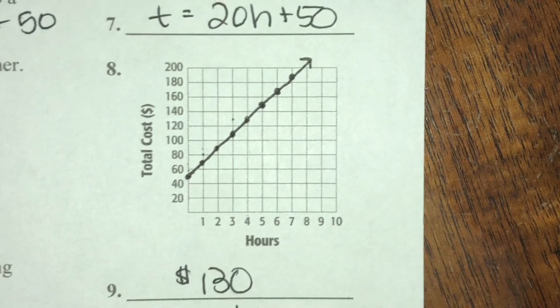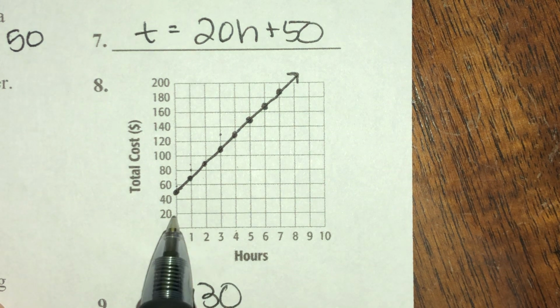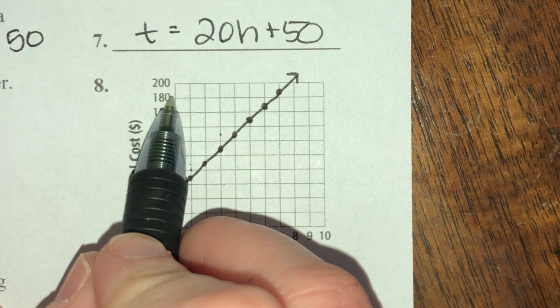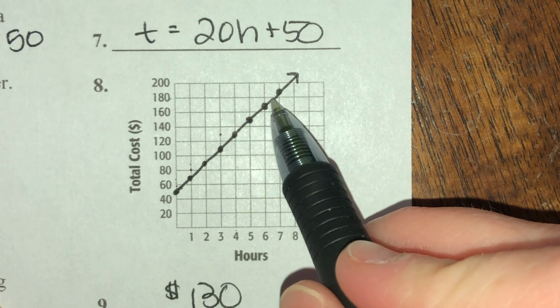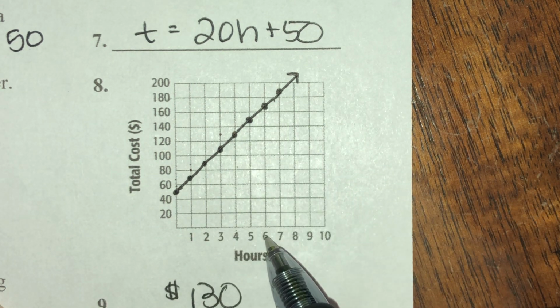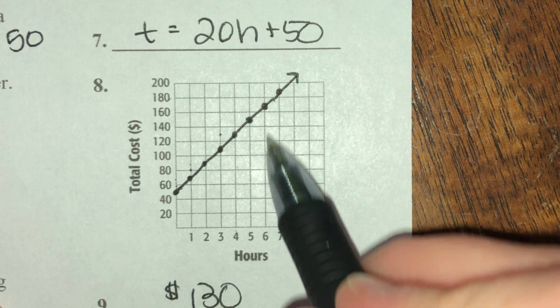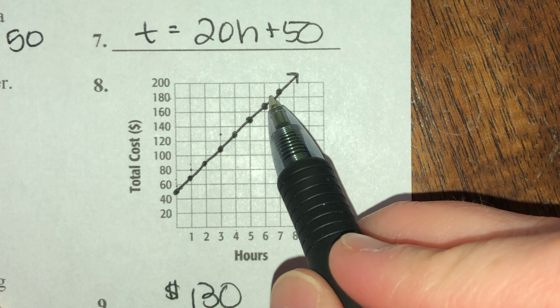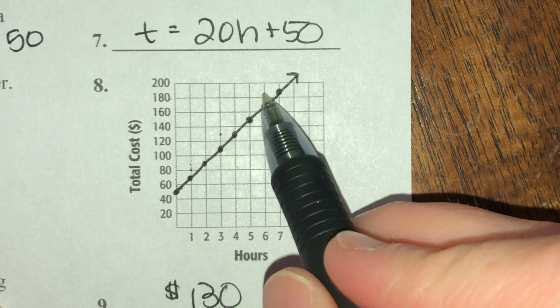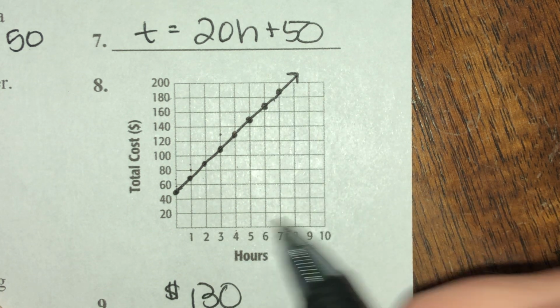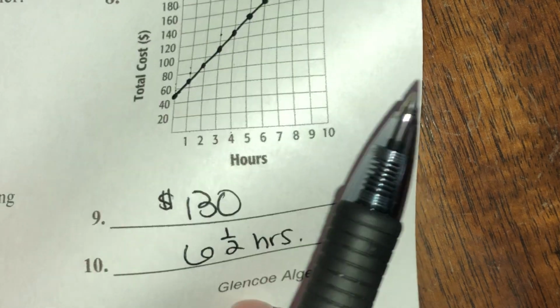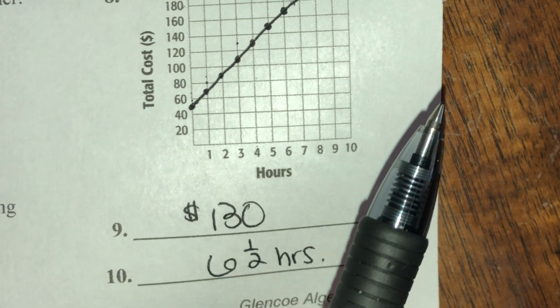Good. The other thing you could have done was come over here to your graph. Go up here to the total bill, which is 180. Here it is. So where does this line hit? It's halfway in between 6 and 7 hours, right? This is halfway up, this is halfway up, so right on the line is halfway between 6 and 7 hours, 6.5 hours. All right, if you guys have any questions at all, let me know.